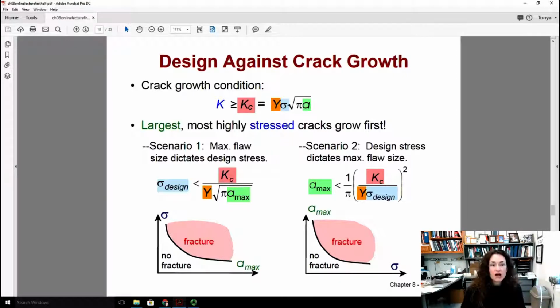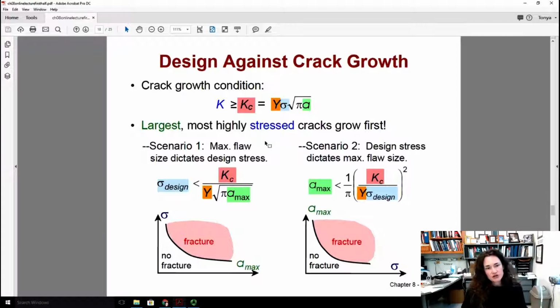Now you're going to get crack growth if your K value exceeds K sub C, okay? And it's also important to understand that the largest, most highly stressed cracks are going to grow first when you have a failure of a part, okay? Now, you can do a couple of things about this. You really want to design against the growth of cracks when you're designing parts. And there's basically two scenarios there.